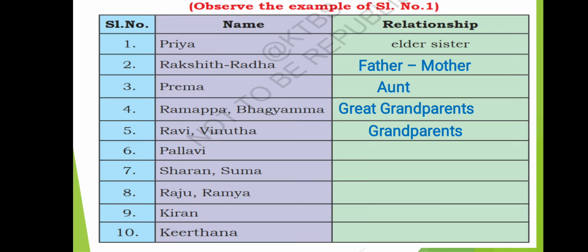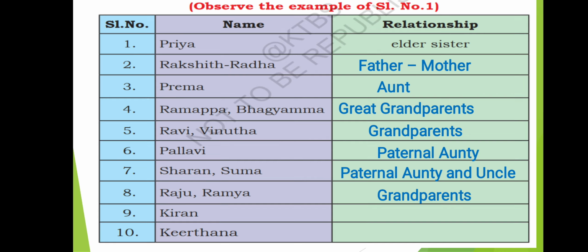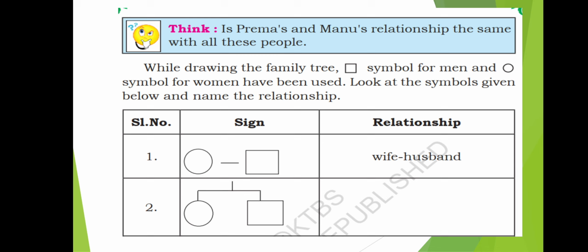Ravi, Vinuta, grandparents. Pallavi, paternal aunt. Sharan, Suma, paternal aunt and uncle. Raju, Ramayya, grandparents. Kiran, cousin. Kirtana, cousin. Okay, next.